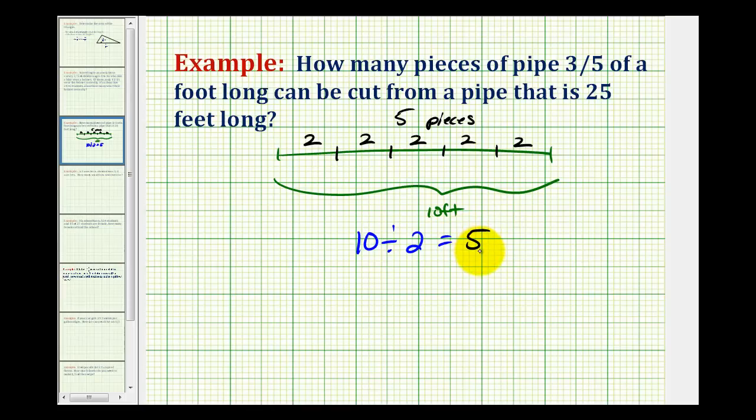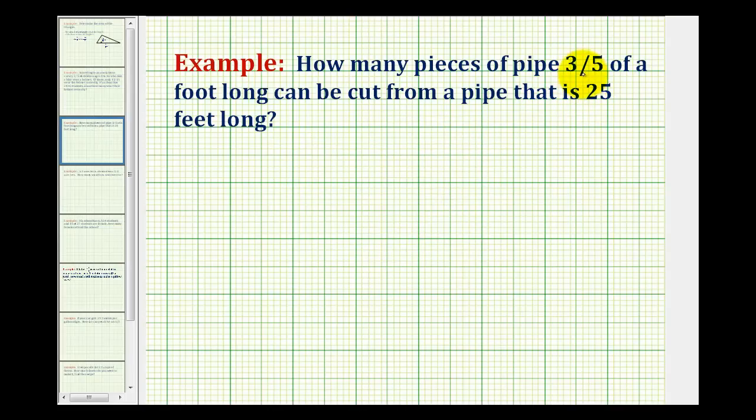So it's actually a division problem. We take the total length and divide it by the length of the smaller sections. So let's go ahead and do that to the given problem. We want to know how many 3/5 of a foot sections there are in 25 feet. So we're going to take 25 feet and divide it by 3/5 of a foot.